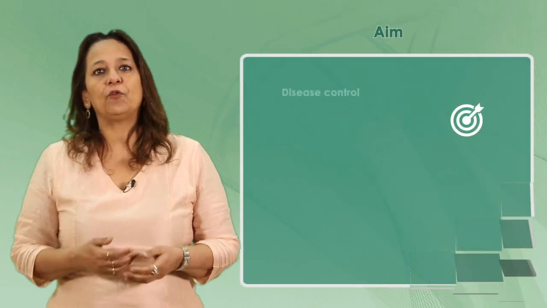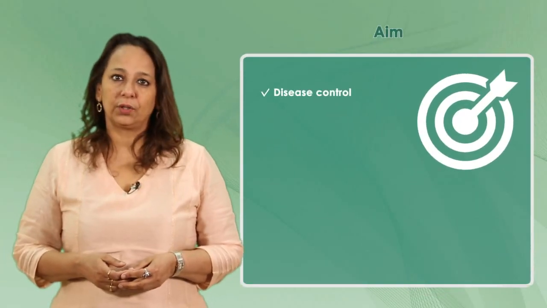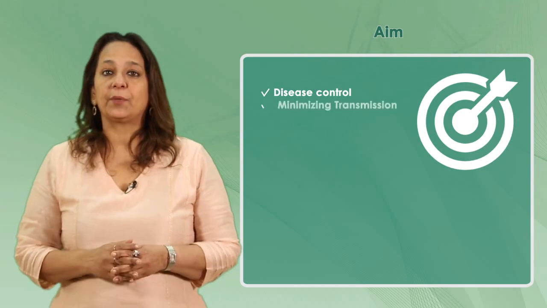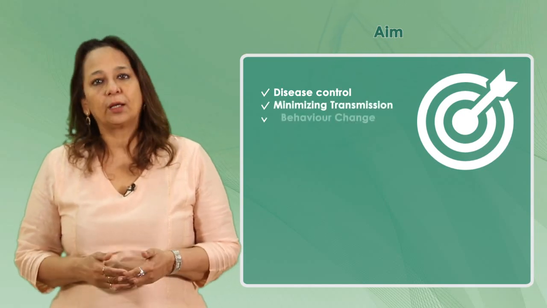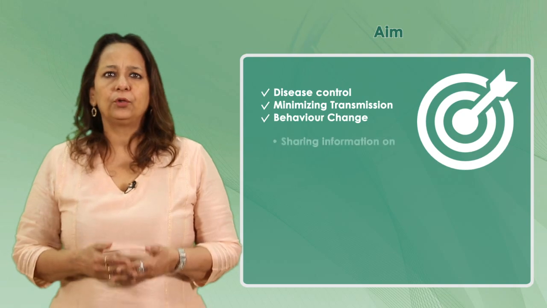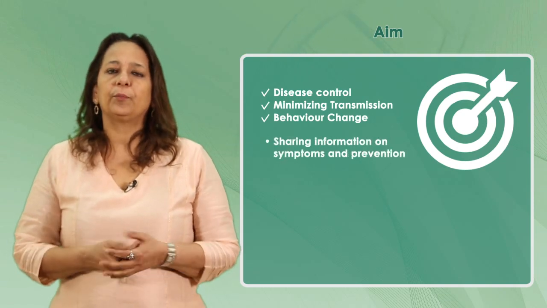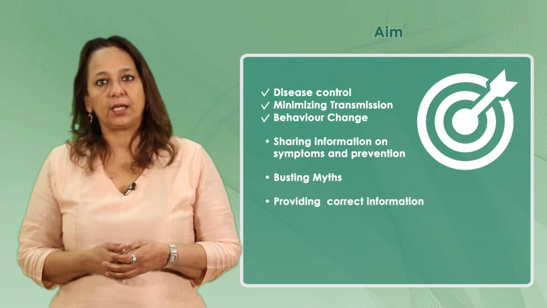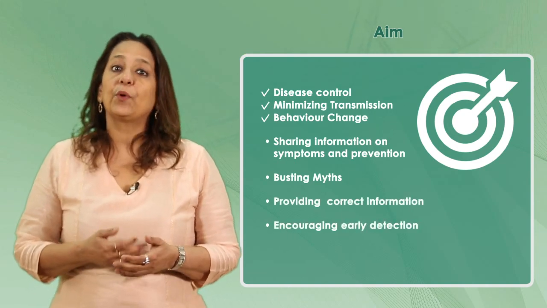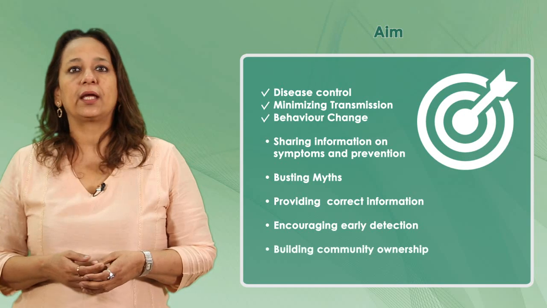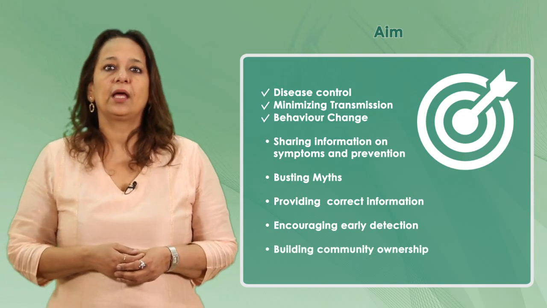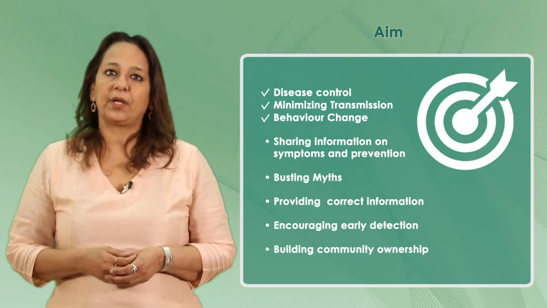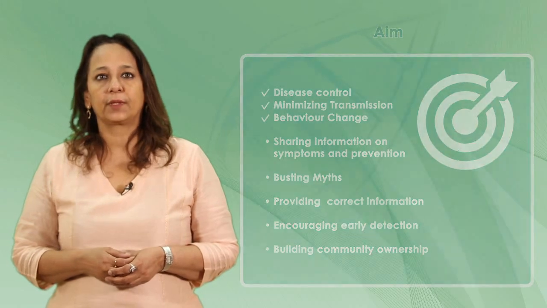Let's look at what IEC aims to do. The aim of IEC is disease control, completely stopping and minimizing transmission, and bringing about behavior change. How do we do this? We do it by giving a lot of information on the signs and symptoms of leprosy, busting myths, providing correct information, encouraging early detection, and community participation and ownership.